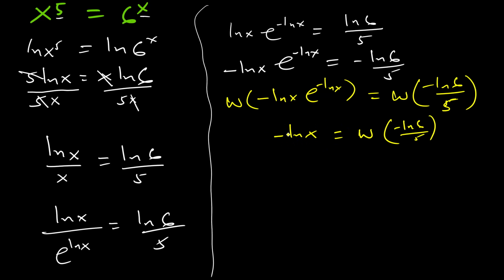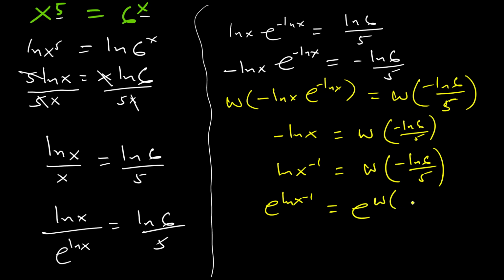Remember this one is a power of -1, so it's the same as ln of x raised to -1 equals the Lambert W of minus ln of 6 over 5. So how do we cancel this ln here? When we raise this one with e, it will go away. So let's raise both sides with e. So we have e raised to ln of x to the power -1 equals e to the W of minus ln of 6 over 5.